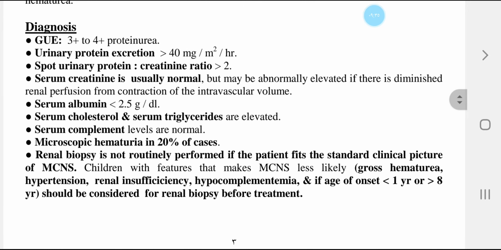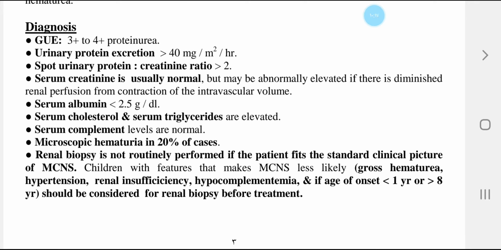Now we speak about the diagnosis of nephrotic syndrome. General urine examination reveals 3 plus to 4 plus proteinuria, urinary protein excretion more than 40 mg per meter square per hour, and spot urinary protein to creatinine ratio more than 2. Serum creatinine is usually normal, but may be abnormally elevated if there is diminished renal perfusion from contraction of the intravascular volume. Serum albumin is less than 2.5 gram per deciliter. Serum cholesterol and serum triglyceride are elevated. Serum complement levels are normal. Microscopic hematuria is seen in 20% of cases.